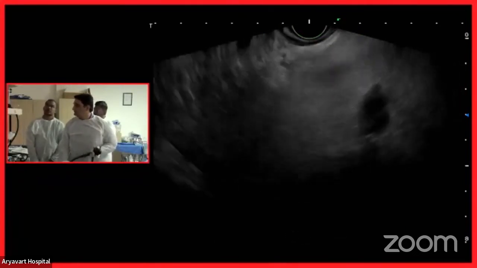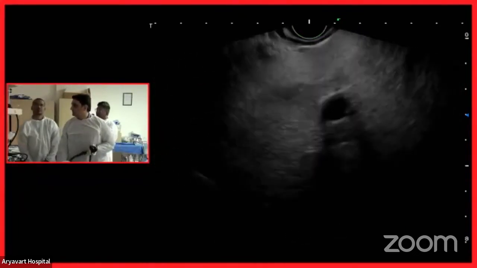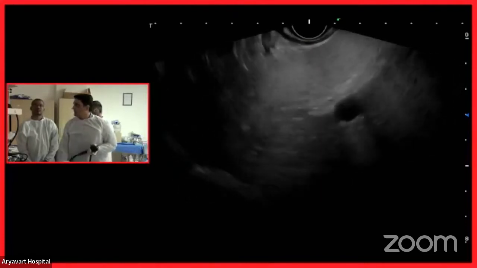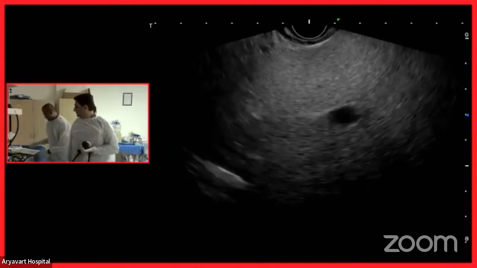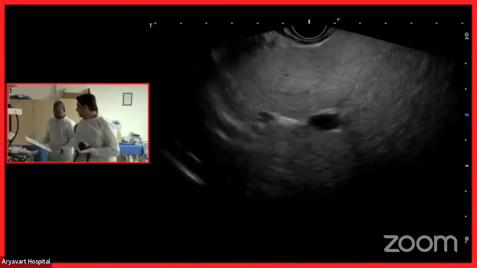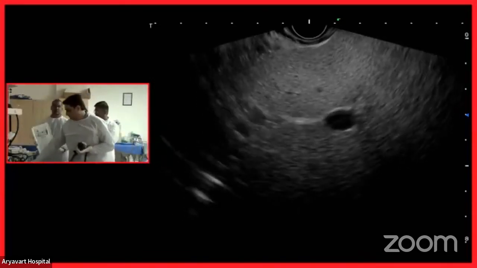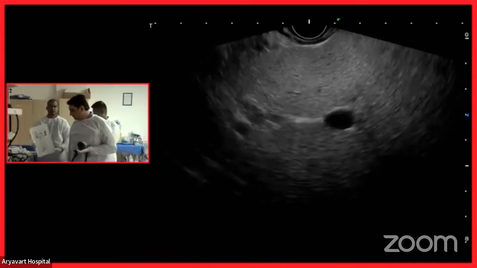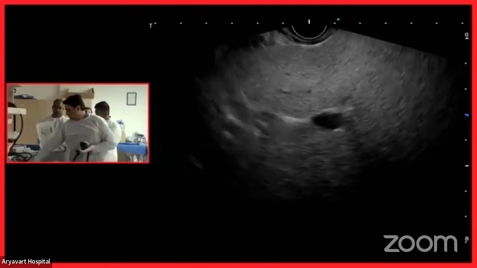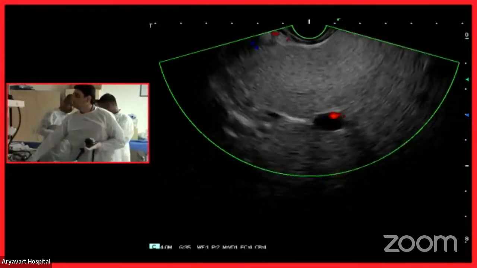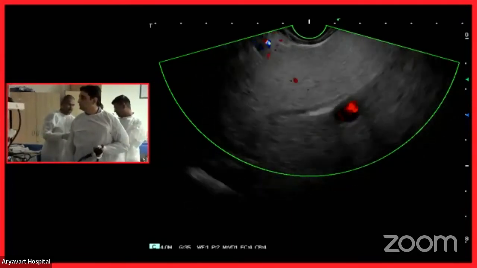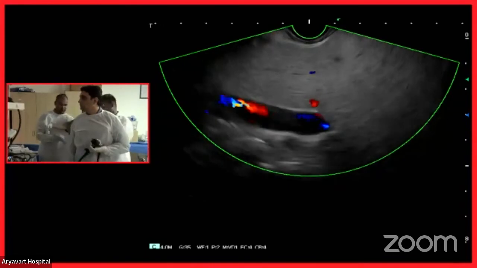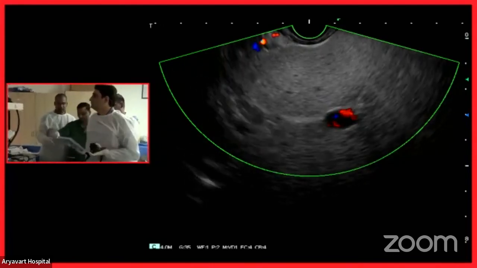So are you planning with 19 or 22 now? 19G now. We don't have 19G, I think. We have 20G, the 20G ProCore from Cook, which is forward bevel. The EchoTip ProCore needle. So we have a 20 gauge needle. We don't have 19G, so I think in this patient 20G will be fine.